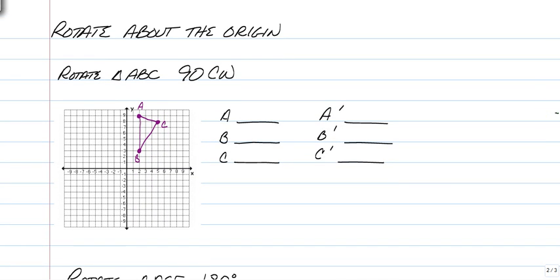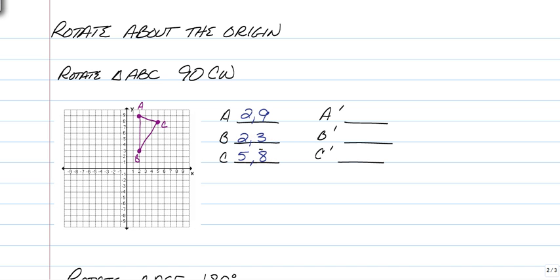I'm going to step you through this one step by step. We're going to rotate this 90 degrees clockwise. One of the tricks I just showed you above is that every 90 degrees your X's and Y's will switch. So an easy way to do rotations about the origin is to list all of your original points. Point A has the coordinates 2, 9. Point B is at 2, 3. And point C is at 5, 8.